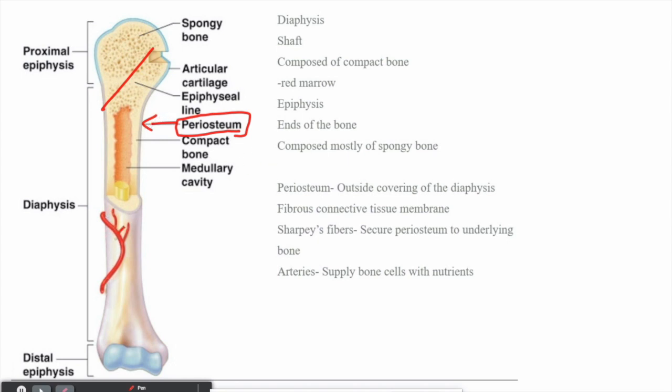The periosteum is also going to allow for blood vessels to enter the bones, right? We see a blood vessel here, it's entering the bone, and it's going to go through that periosteum, which is that outermost protective covering of the diaphysis of the bone.